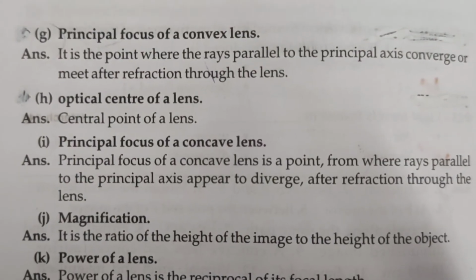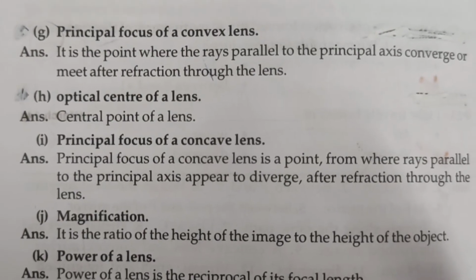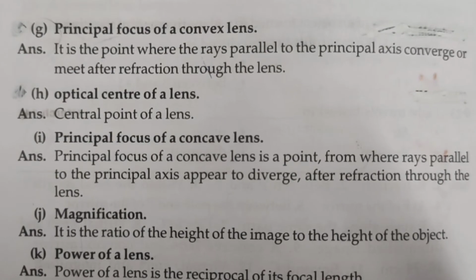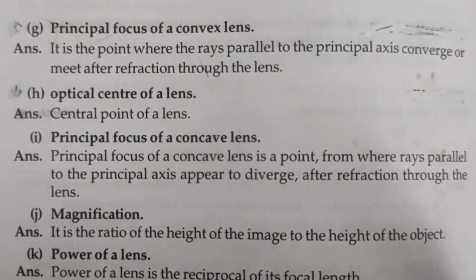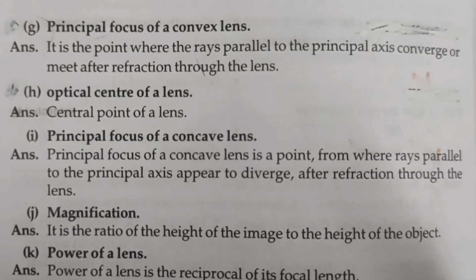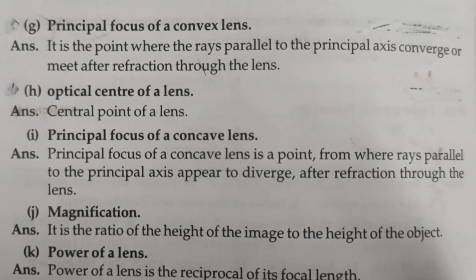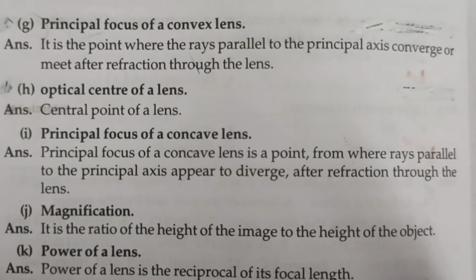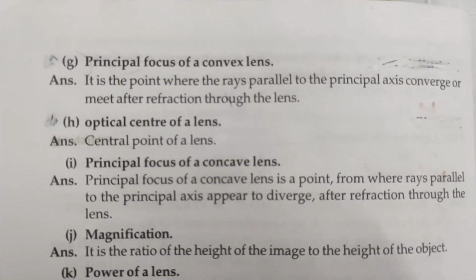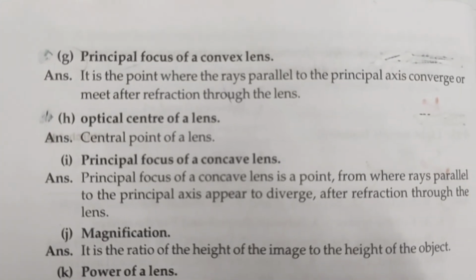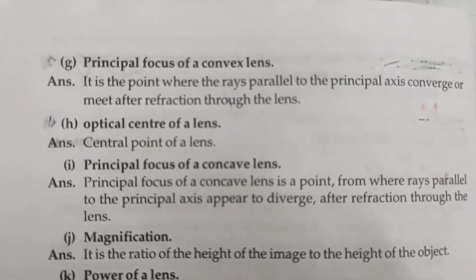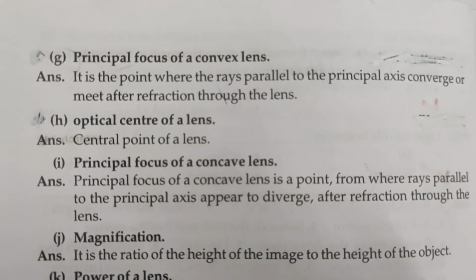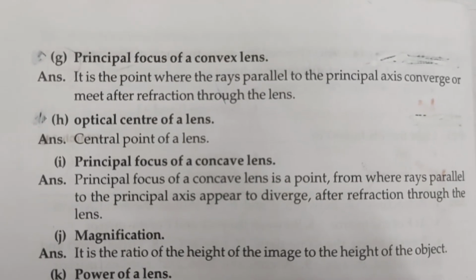Principal focus of a convex lens. It is the point where the rays parallel to the principal axis converge or meet after refraction through the lens. Optical center of a lens. Central point of a lens. Principal focus of a concave lens. The point from where rays parallel to the principal axis appear to diverge after refraction through the lens.